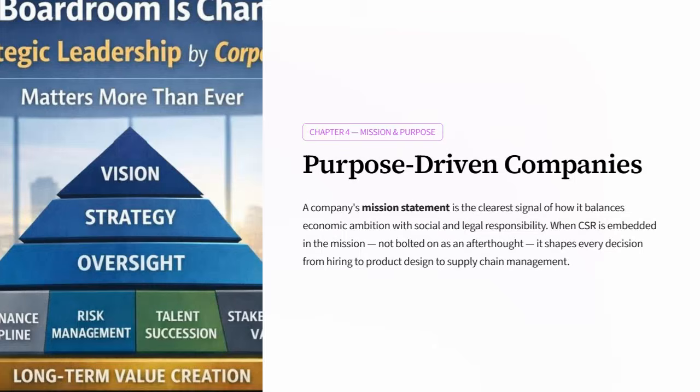This chapter focuses on mission and purpose, and how they guide purpose-driven companies. A mission statement does more than describe what a company hopes to achieve financially. It signals how the organization balances economic ambition with social and legal responsibility. When corporate social responsibility is built into the mission from the beginning, it becomes part of everyday decision-making, influencing who the company hires, how it designs products, and how it manages its supply chain. That makes responsibility an operating principle, not an afterthought.